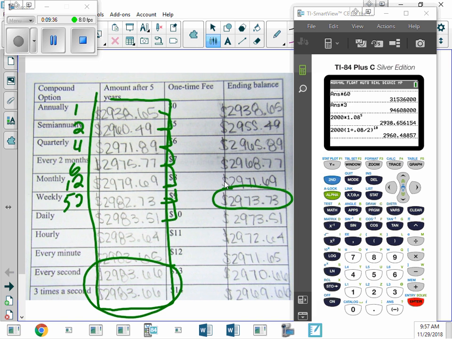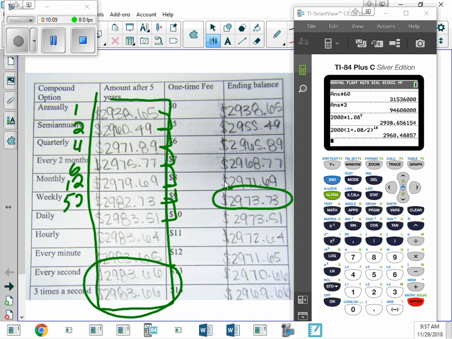So in my original question, I asked you, how many compounds do you want? And you would say the biggest number possible. So what is the biggest number possible? Infinity. We want to compound an infinite number of times. And you might think, if you compound an infinite number of times, you're going to make an infinite amount of money. Doesn't that seem reasonable? But looking at this, apparently, there is no difference between every second and 3 times a second.